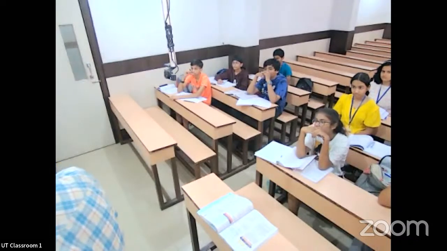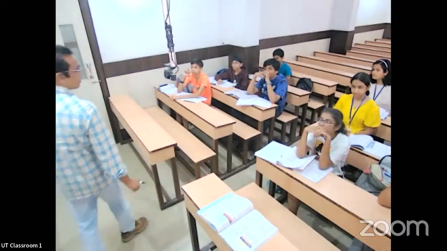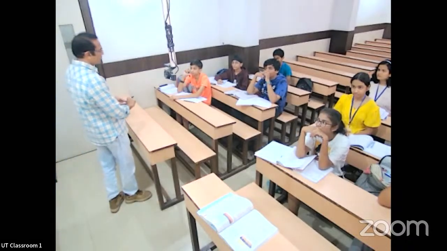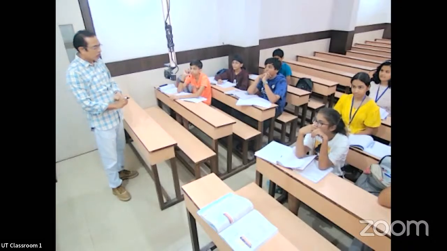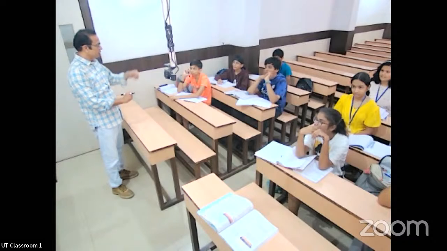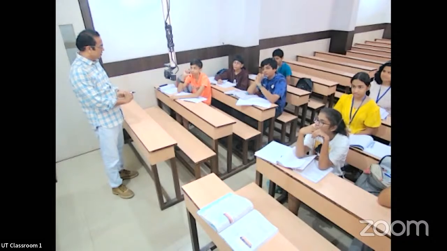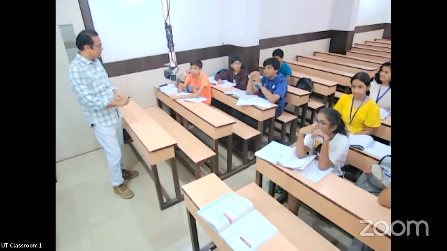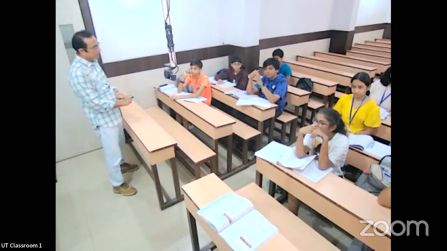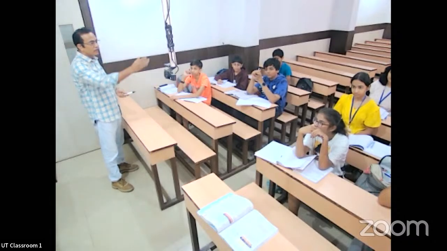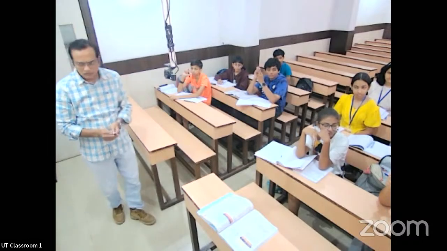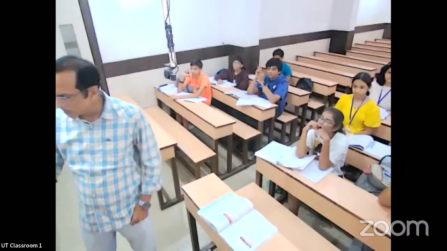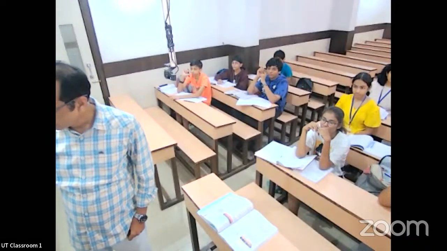This is for two objects A and B, whose speed is more, who is traveling at a faster rate, A or B? B. Why B? Why is B traveling at a faster rate? Why is A traveling at a faster rate? Yes. Because the time covered is less. Time covered is less. Exactly.